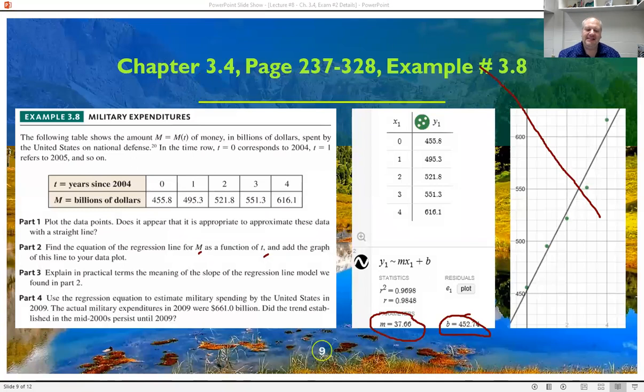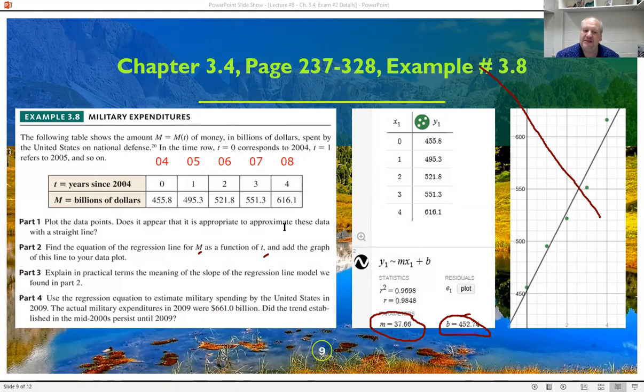And last but not least, it says now use the regression equation to estimate military spending in the United States in 2009. Well, if this is 2004, and then 05, and 06, 07, 08, right? If these are all the years, I guess 09 represents 5. So I think you can see this is the same as the Medicare expenditures. It's the same question again. You know, they made it a little different. But anyway, this is the one that's in your book.